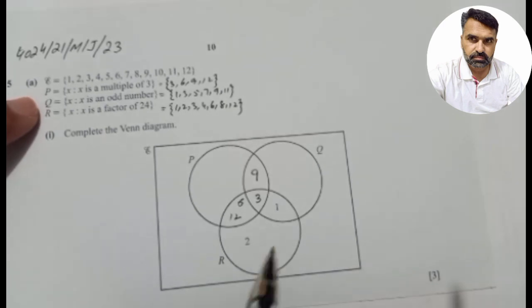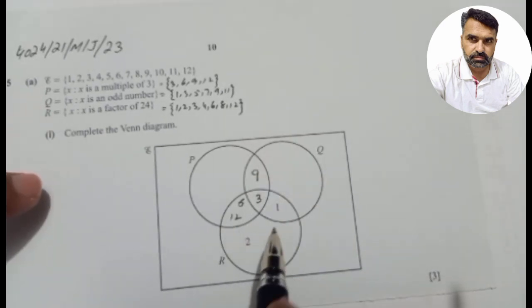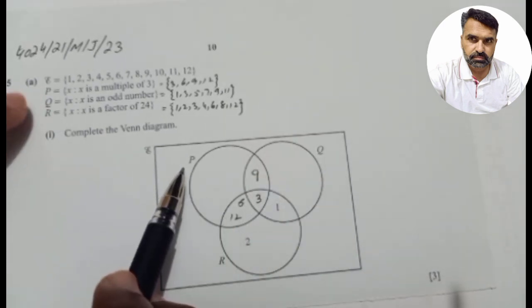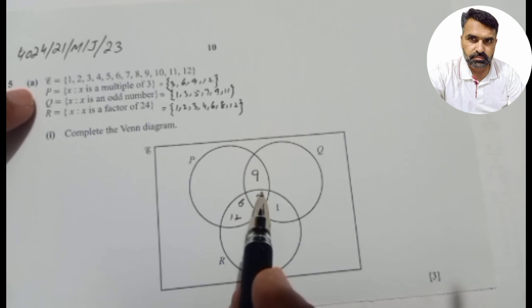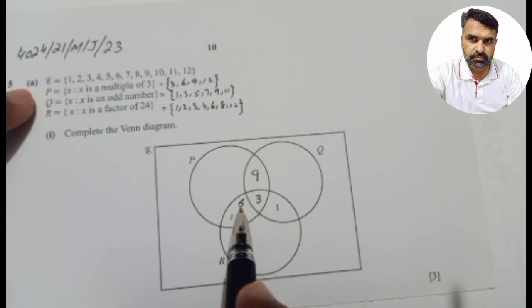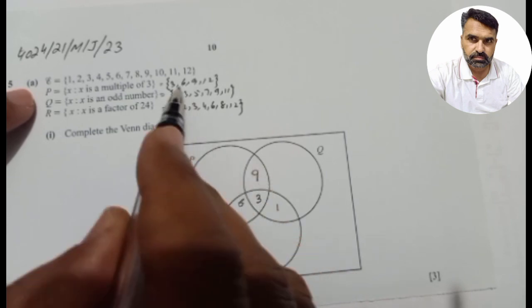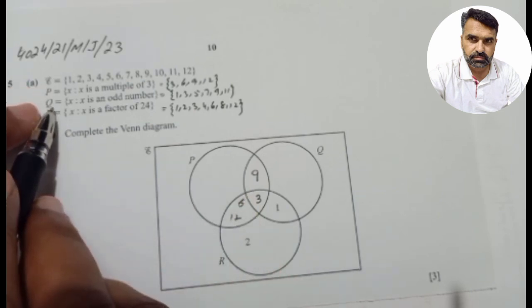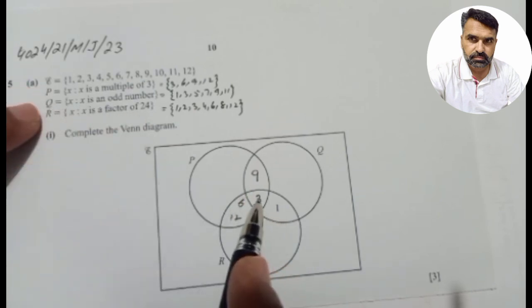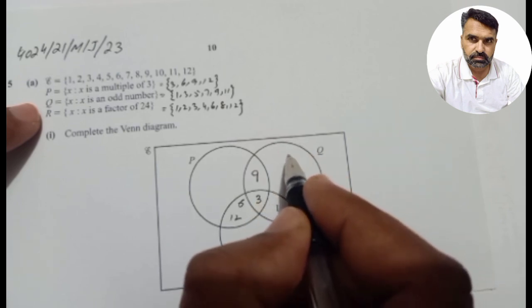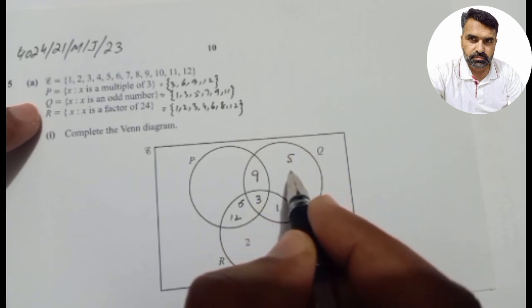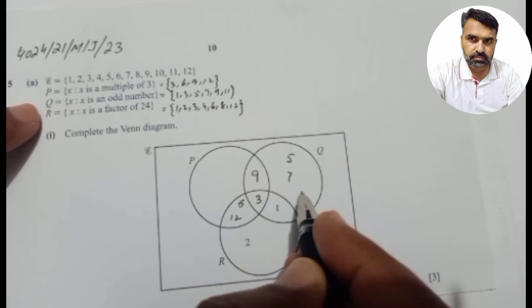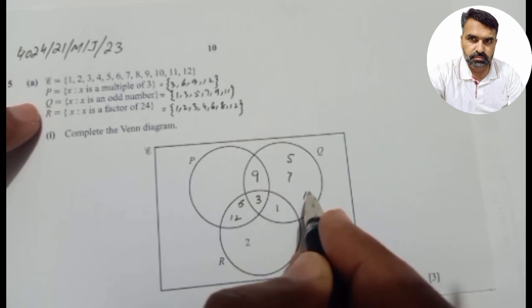Now students, we will write all the other entries of set P, and in set P, 3 is written, 6, 9 and 12, all entries are written here. There are 4 entries and 4 entries are written. And in set Q the entries are 1, 3, 5, 7, 9 is written, and then 11.